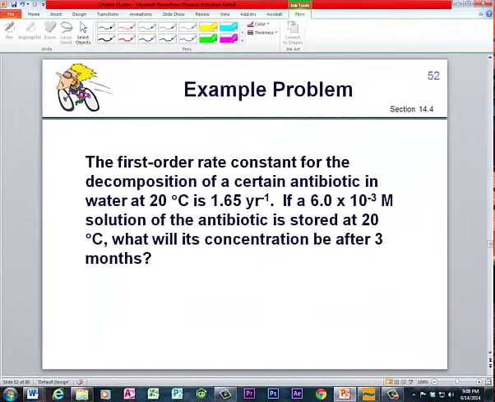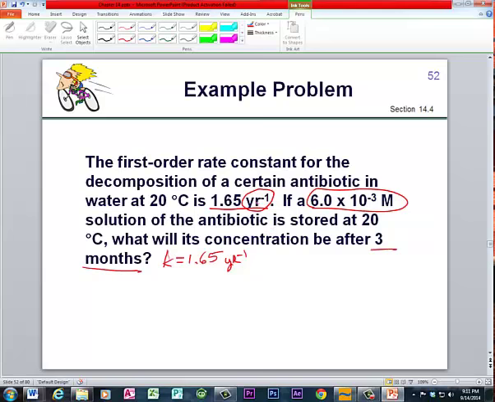The first order rate constant for the decomposition of a certain antibiotic in water at 20 degrees Celsius is 1.65 per year. If they didn't tell you that it was a first order reaction, you would know because the rate constant units are per unit of time, or 1 over years. So K is equal to 1.65 per year. If a 6.0 times 10 to the minus 3 molar solution of the antibiotic is stored at 20 degrees Celsius, what will its concentration be after 3 months?